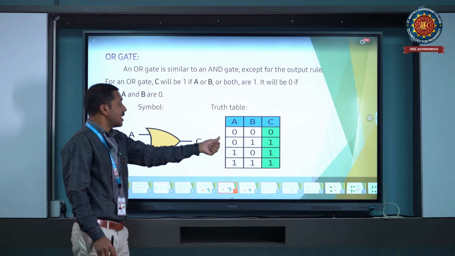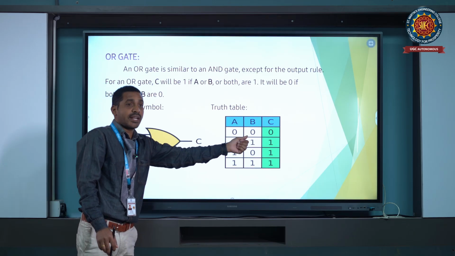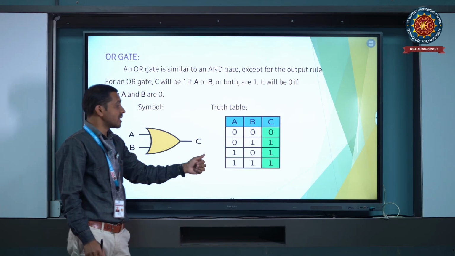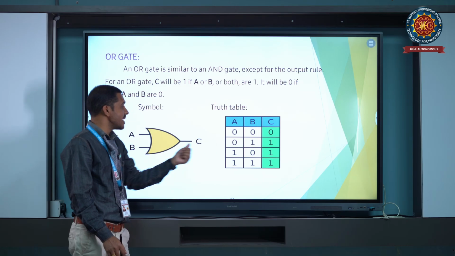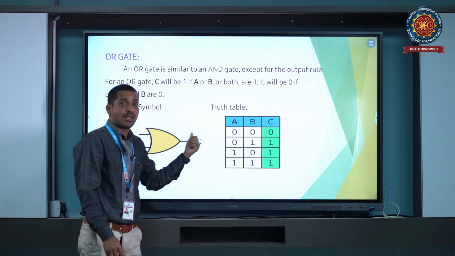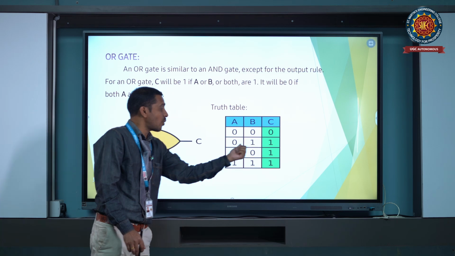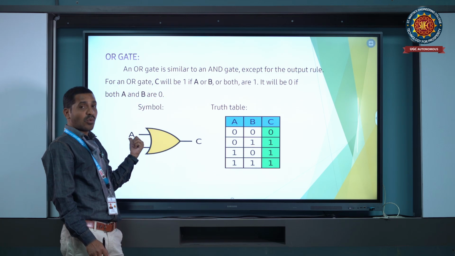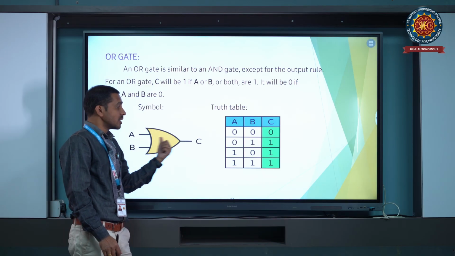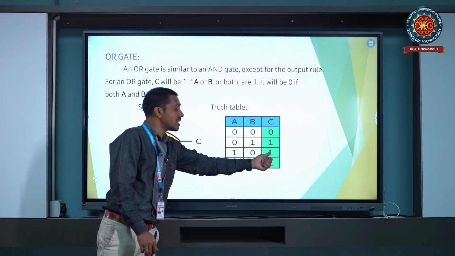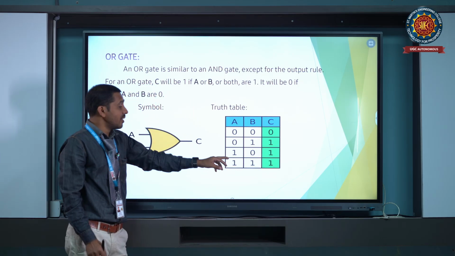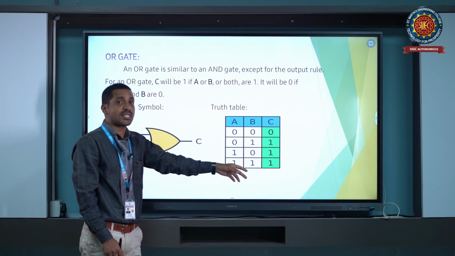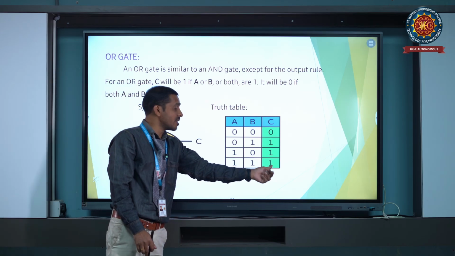Take A is 0 and B is 0: 0 plus 0 equals 0, so the output is 0. Next, A is 0 and B is 1, then the output is 1, since 0 plus 1 equals 1. Then A equals 1 and B equals 0: 1 plus 0 produces 1. Next, A is 1 and B is 1, then 1 plus 1 produces the output 1.